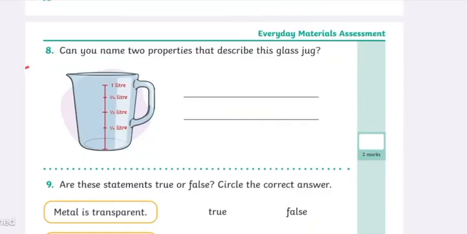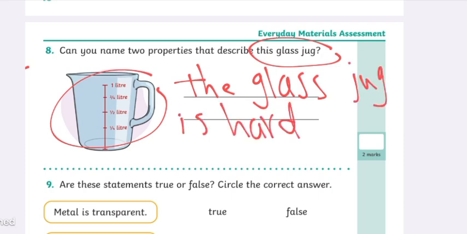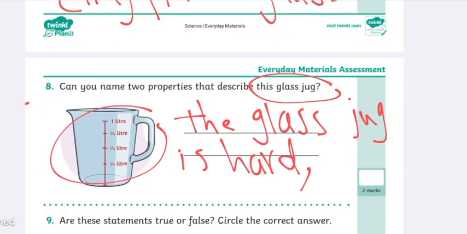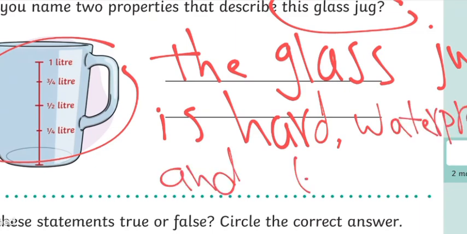Number 8. Can you name two verbs that describe this glass jug? So the glass, do you think it can be soft or can it be hard? So you can see the glass jug is hard. What else? Absorbent or waterproof? Waterproof. Opaque or transparent? Transparent. So we put a comma because we make a list, and transparent comes at the end.